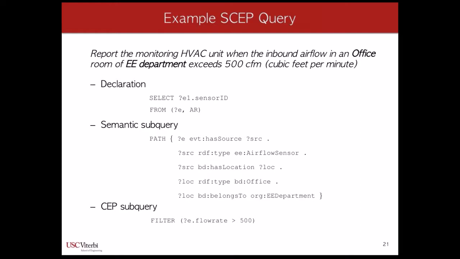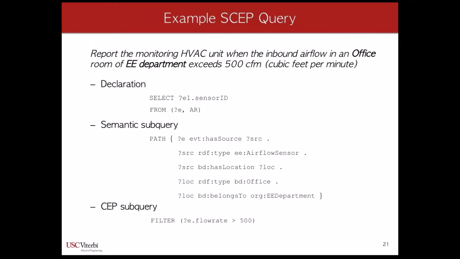So here is the example query specification for the example we described earlier. This query firstly has a semantic subquery to qualify the events. The events must be from an office room here, and also must belong to a department. And finally, we have a CEP subquery to qualify the attributes of the raw events.